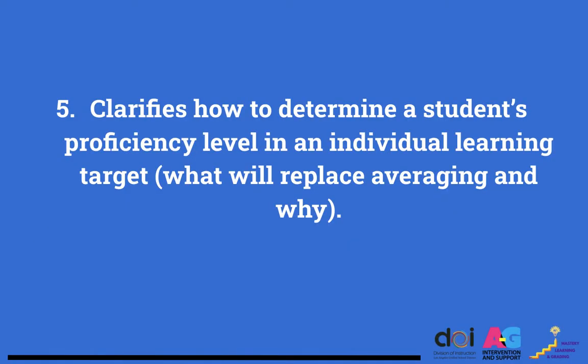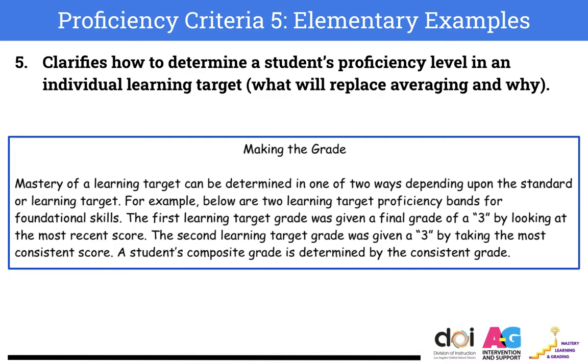Clarifies how to determine a student's proficiency level in an individual learning target. In this example, the teacher goes ahead and describes in a few sentences what it's going to take to make the grade. The teacher says that mastery of a learning target is going to be determined depending upon the standard or learning target. They provide an example.